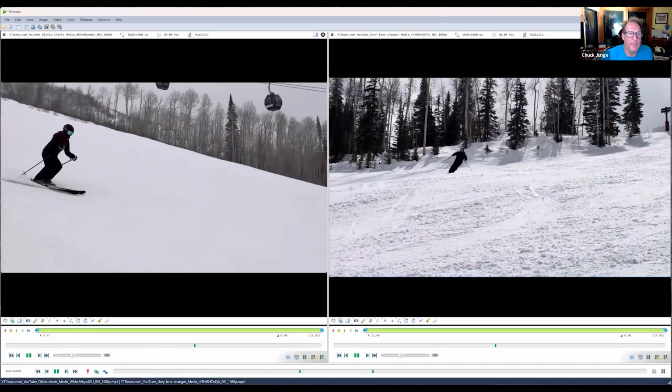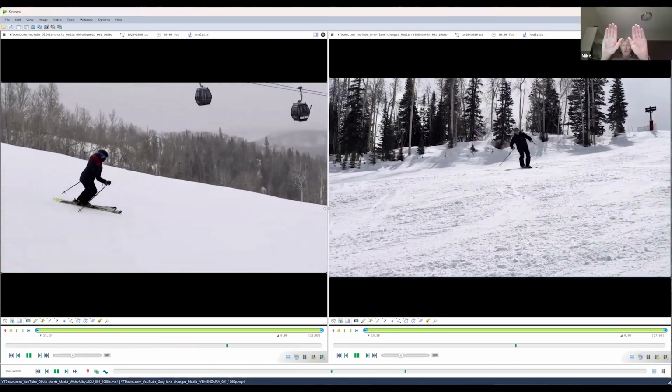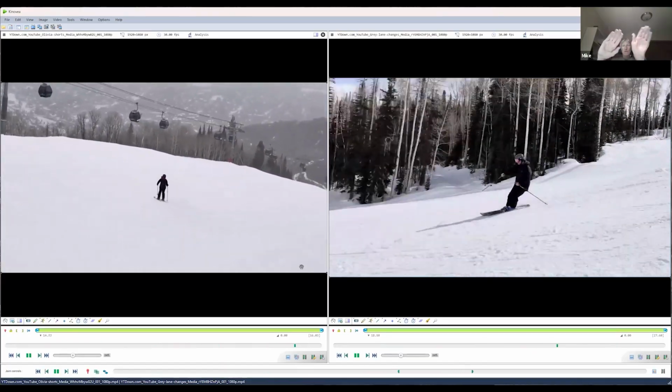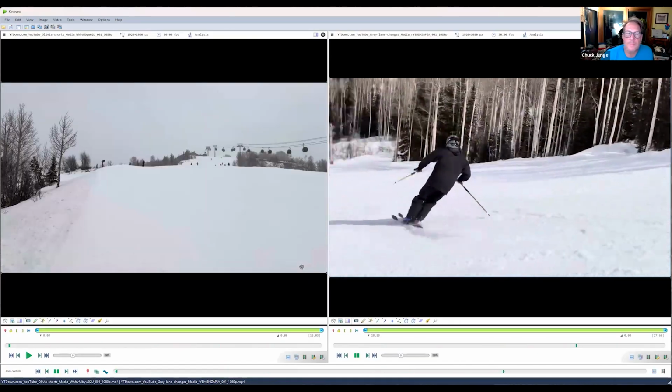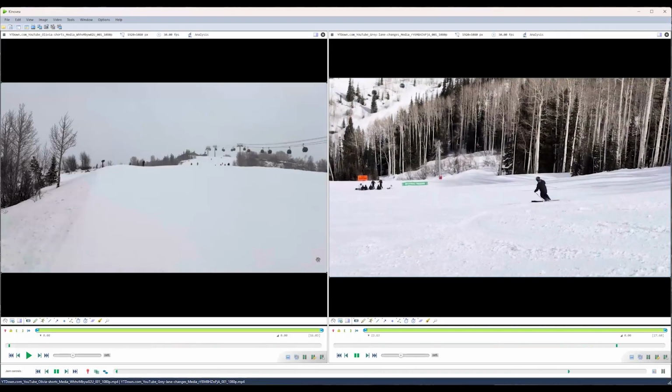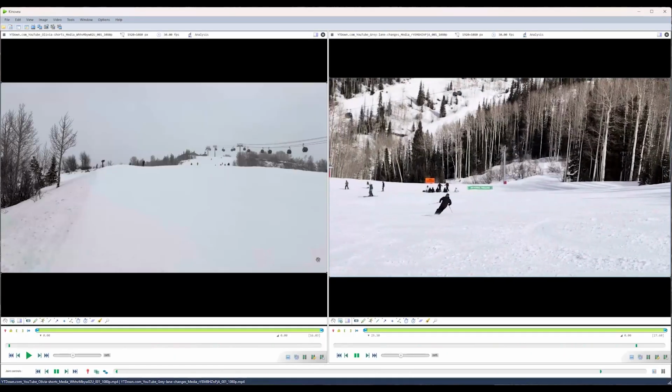Basic rotation: if your feet are here, see how one ski leads? We're talking about a different kind of tip lead here, more like a reverse tip lead.